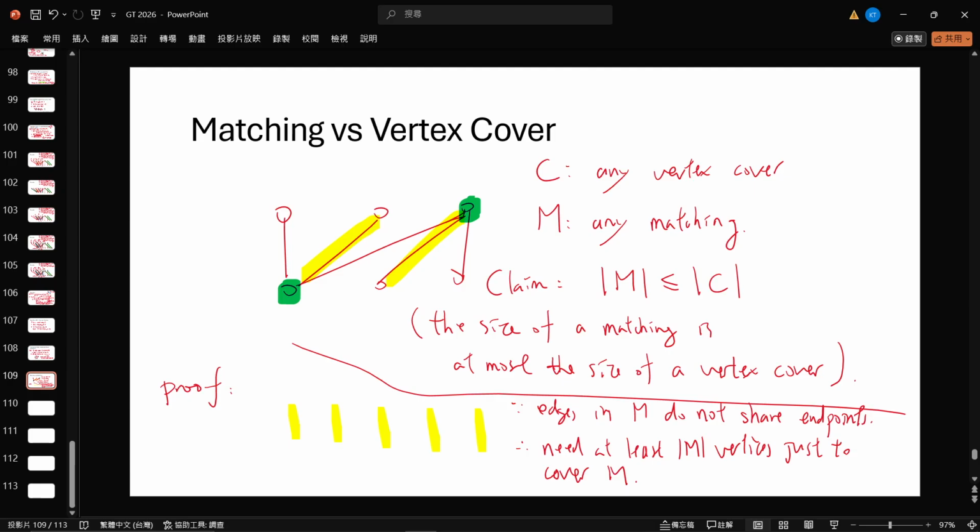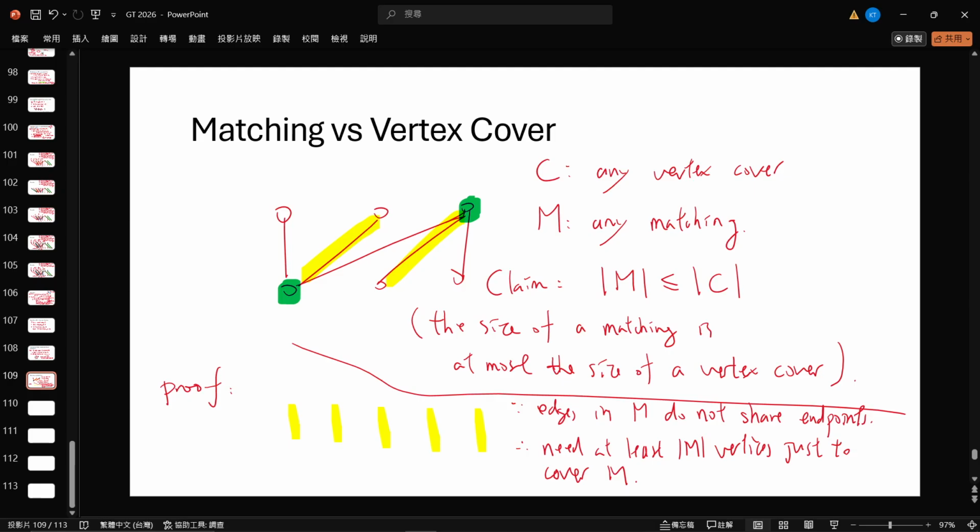So the plan is that when I get a matching, and I believe that this is a maximum matching, I will also construct a vertex cover such that the size of the vertex cover equals the size of the matching. And according to the claim, the matching will be the maximum matching. So this is the plan.